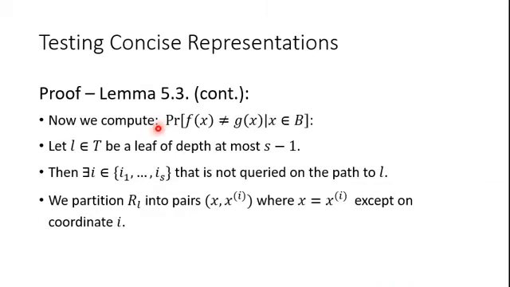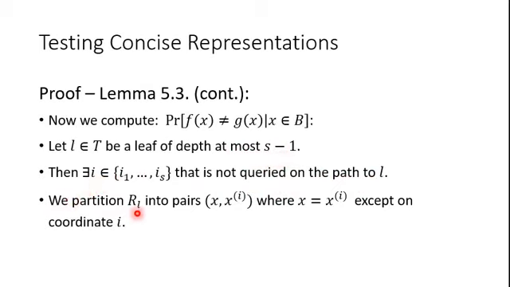So now we will compute the other term that we had, which is the probability of f(x) not equal g(x), given that we are looking at x in B. So let L in T be a leaf of depth at most s minus 1. So there has to exist some index i in those meaningful s-linear indices that we have, so we have i1 until is. Okay, so one of these is not queried on the path to L. Why? Because it is at most depth s minus 1. So there has to be such an index.